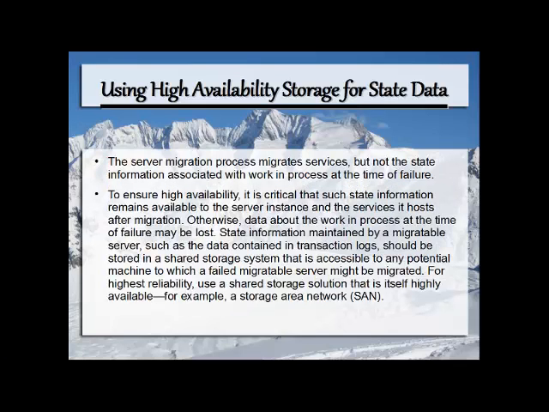Using high availability storage for state data. The server migration process migrates services but not the state information associated with the work in process at the time of failure. To ensure high availability, it is critical that such state information remains available to the server instance and the services it hosts after migration. Otherwise, data about work in process at the time of failure may be lost.